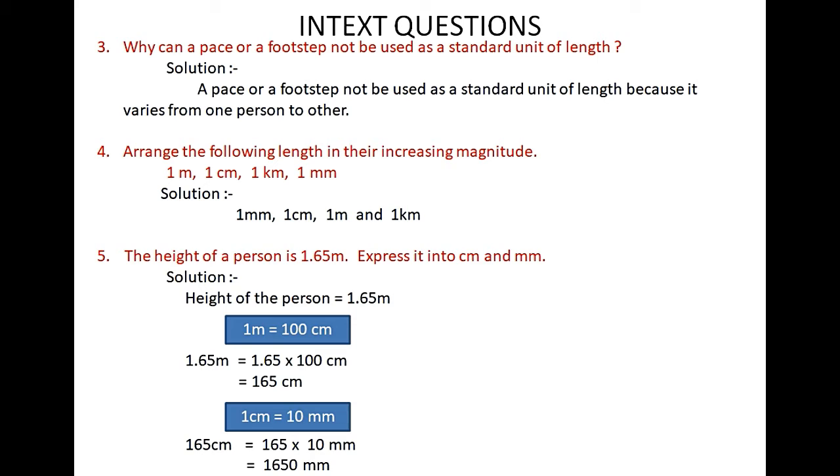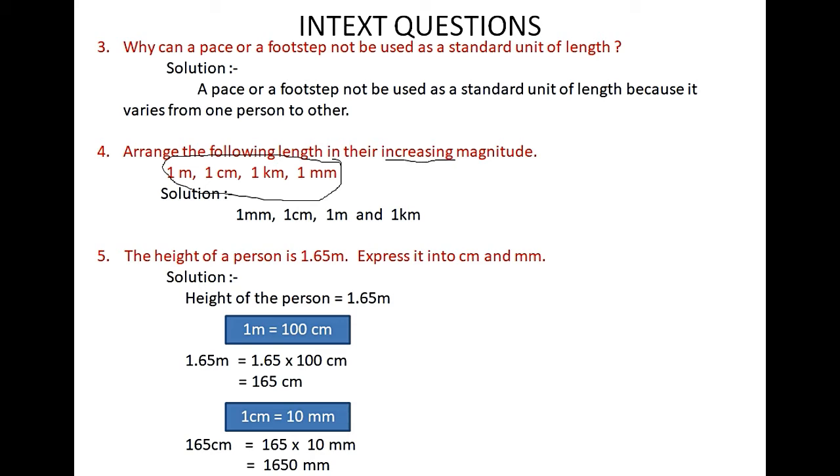That's all about the third question. Next we'll move on to the fourth question. Arrange the following lengths in their increasing magnitude. They have given a series of units: 1 meter, 1 centimeter, 1 kilometer, 1 millimeter. They are asking to arrange these units in increasing magnitude. Increasing magnitude means nothing but ascending order.